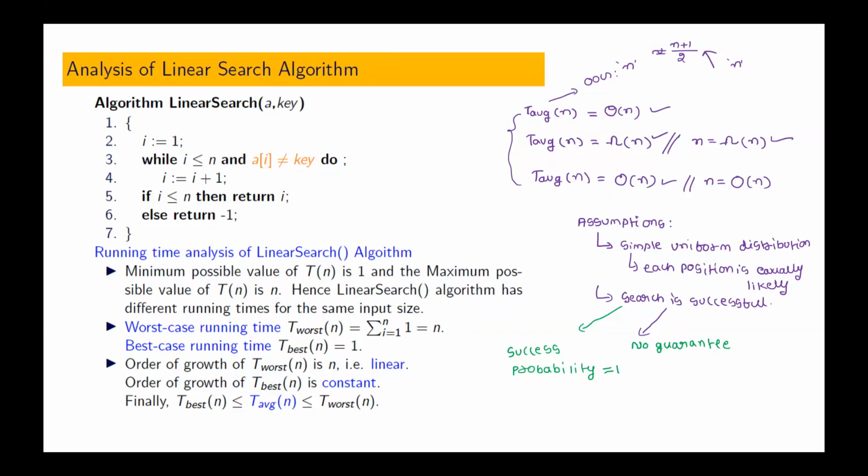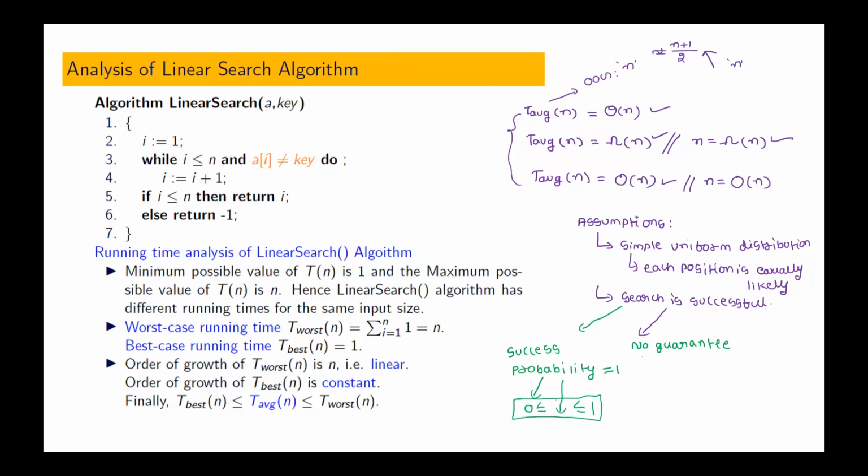But it need not be the case, no. Sometimes search may be unsuccessful also. That means actually the success probability may not be 1. It is between 0 and 1. It can be anything between 0 and 1, no? Success probability is anything between 0 and 1.